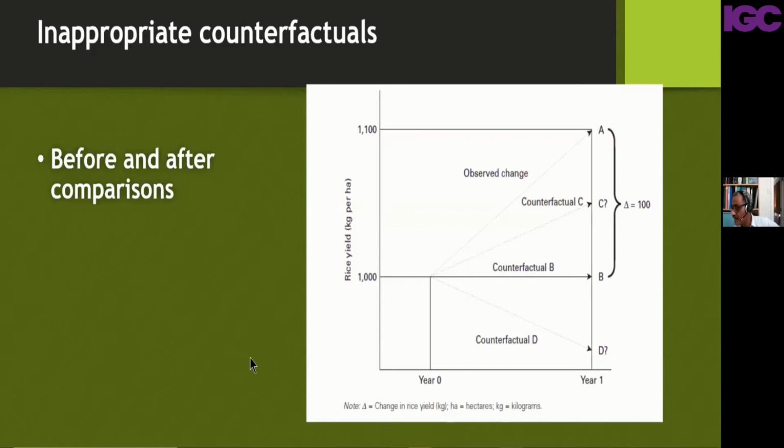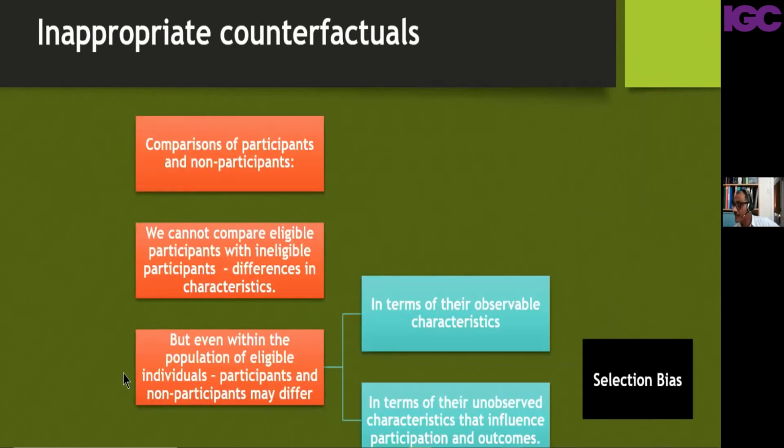Now, the other type of inappropriate counterfactual is simple comparisons of participants and non-participants. Suppose you have a program for which the eligibility is that you should be a small farmer. Say you should have a landholding size below a certain threshold in order to be able to participate.